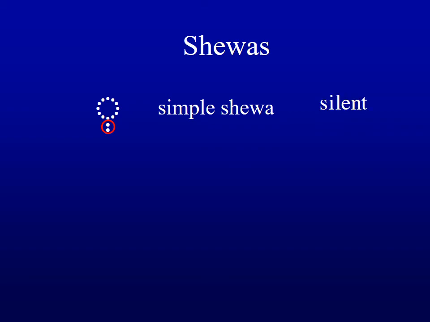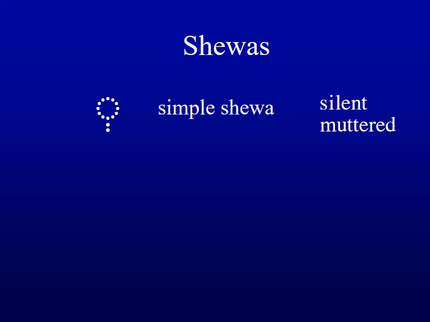Sometimes a simple Schwa is silent. It just marks the end of a syllable. Sometimes the simple Schwa is muttered. We'll talk in the next lesson about how you distinguish a silent from a muttered simple Schwa. For now, just know that this marker that looks like a colon is a simple Schwa, and sometimes it's silent, sometimes it sounds like a short uh.